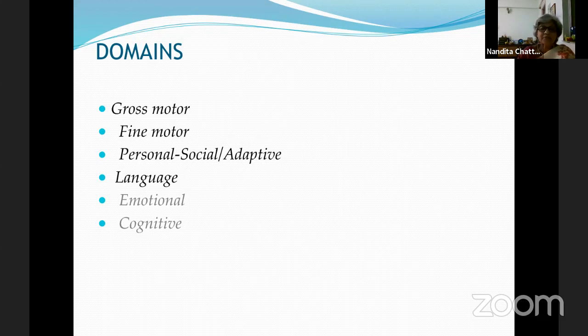Then comes personal, social, adaptive. As I was just discussing, on one aspect, which is understanding the self, personal needs. On the other hand, it is understanding the social environment and then adapting to that environment.